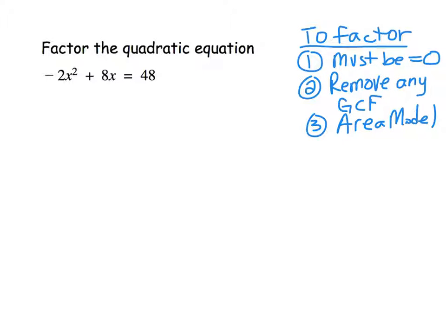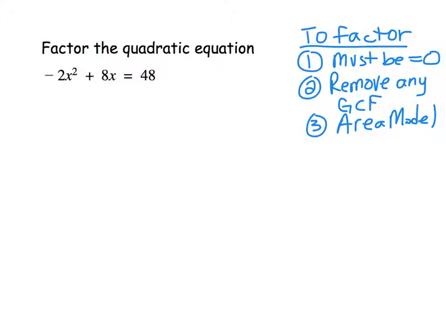In order to factor an equation, first I have to make sure that my equation is equal to 0, and then I have to remove any greatest common factor before I can put it through the area model. So when I look, I'm not equal to 0. So that's where I'm going to start.